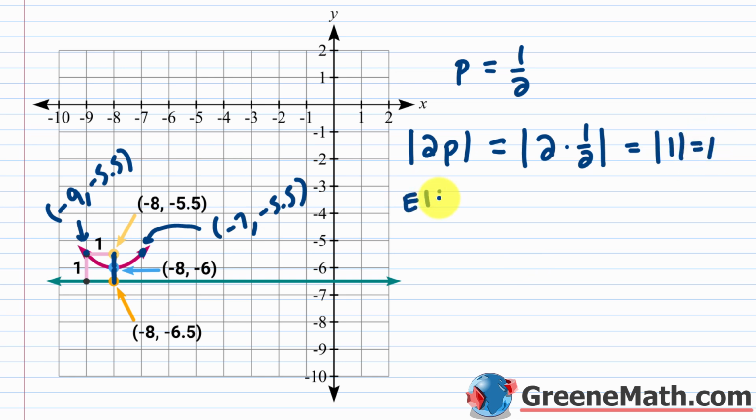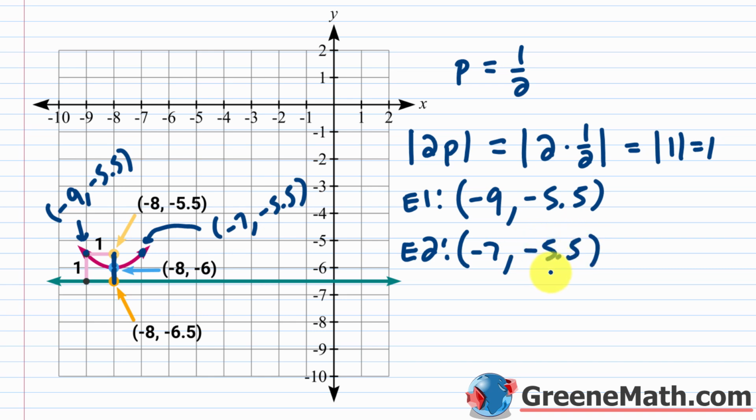So for endpoint 1, you're just going to take the focus, which is (-8, -5.5), and you're going to move left by the absolute value of 2p, or you're going to move left by 1 unit. So the x-coordinate of -8 from the focus, you just subtract away 1, so that's -9, and then comma, you keep your y-coordinate the same, you're not changing that. So this is -5.5, or again, you could put -11/2 if you want. And then for endpoint 2, we're going to take from the focus and move right by the absolute value of 2p, so we're going to move right by 1 unit. So we're going to take -8 and add 1, that would be -7, and then keep that y-coordinate of -5.5 the same.